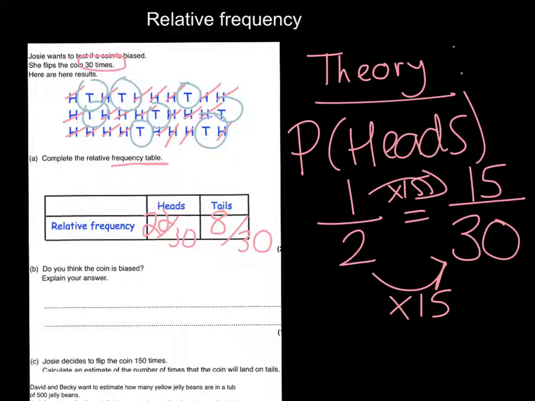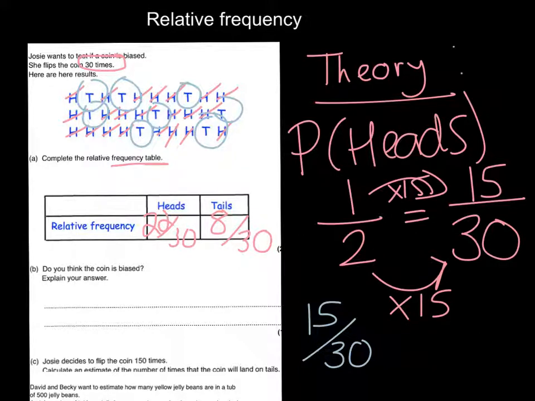So realistically, or just think about it logically, according to theory, it should land on heads 15 out of the 30 times. So if we look at our data, the data is heads is 22 out of 30 and the tails is 8. So there is a difference between the two. Heads is showing more likely from the experiment.